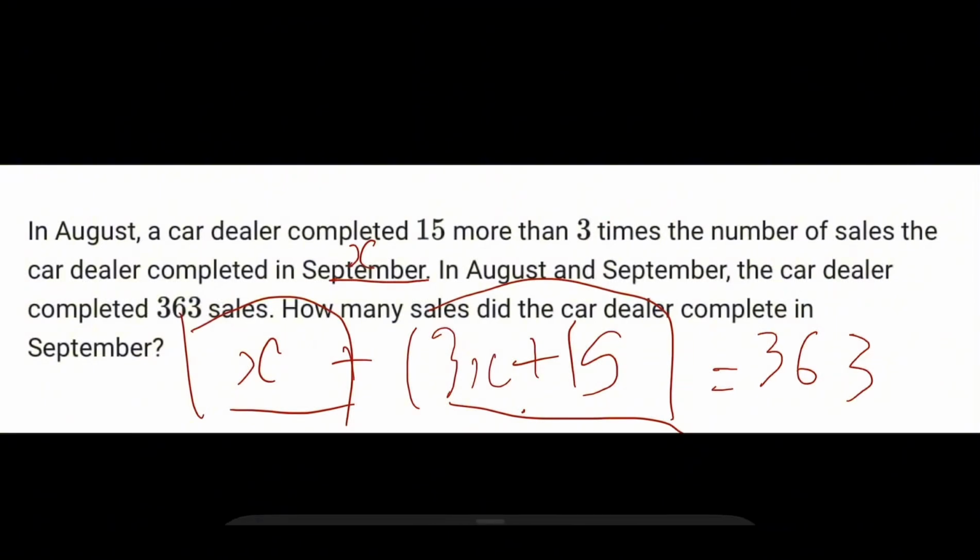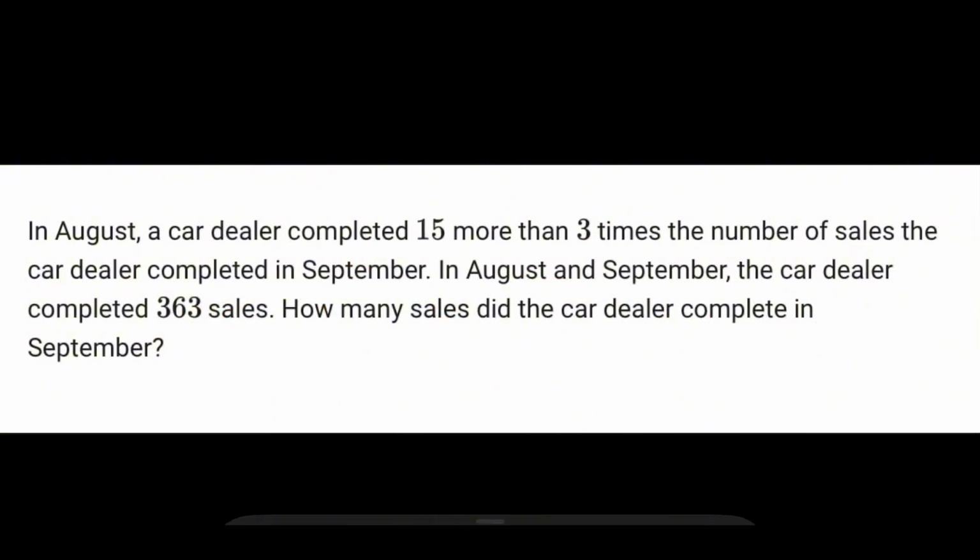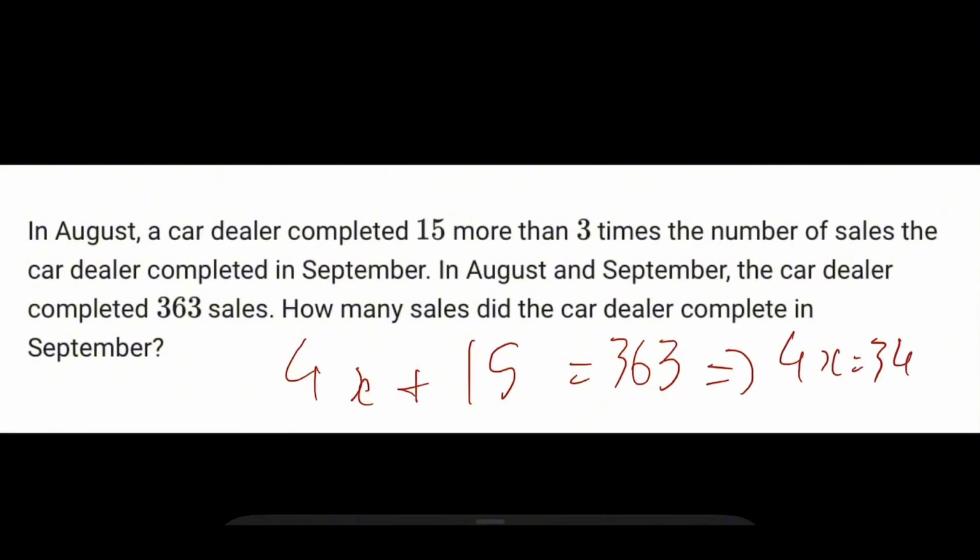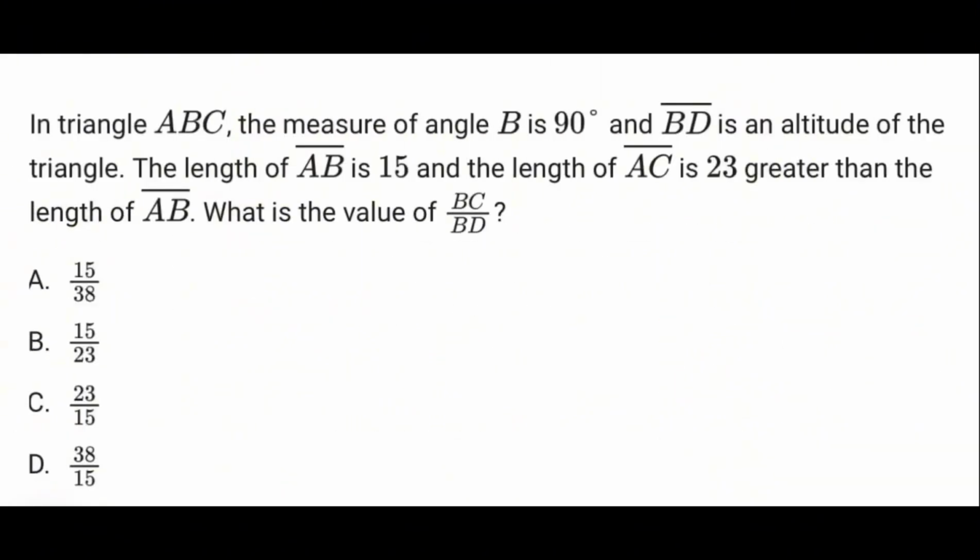which I can rewrite as 4x plus 15 equals 363, and now we can reduce this to 4x equals 348, and then we have our final answer as x equals 87, the number of sales the car dealer completed in September, which is our final answer. Alright, so let's get to another non-decimals question.